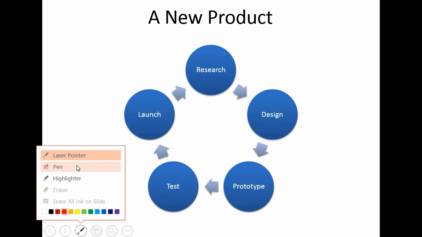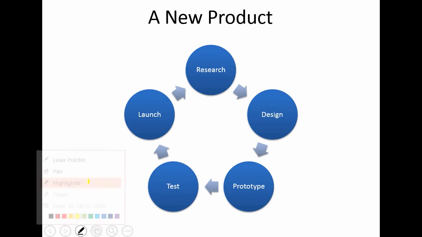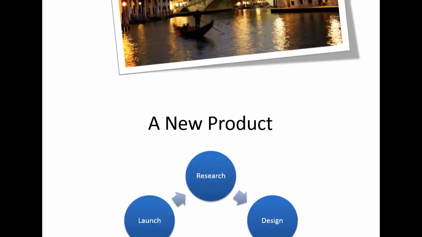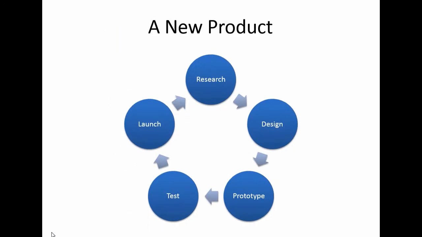Now, having chosen any one of these, so the pen, the highlighter, the laser pointer, your mouse cursor remains as that tool until you use the escape key on the keyboard, at which point it goes back to being an arrow that then allows you to step forward. So let's use our icons to go back one.